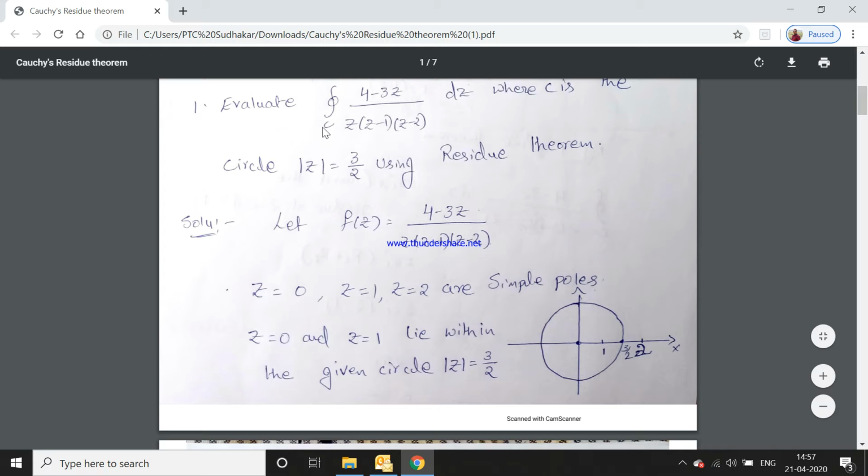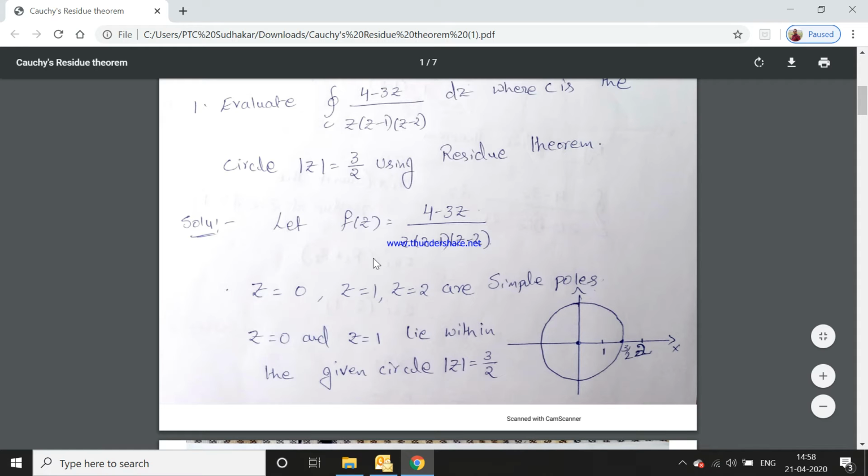First we have to discuss the given region mod z equal to 3 by 2. This is a circle with center at 0 and radius 1.5, since 3 by 2 is 1.5. We compare with mod z minus a equal to r, where r is the radius and a is the center. Here z minus a is z, so a is equal to 0. So the center is at (0, 0) and the radius is 1.5. We can draw a circle with radius 1.5. So this is the given region.